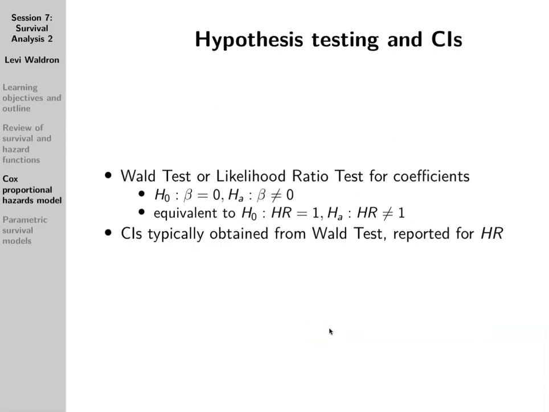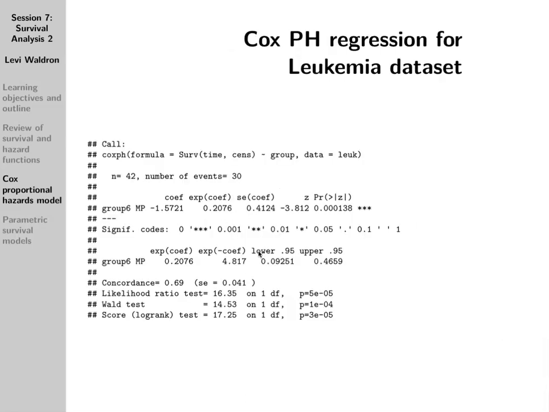Once again, you can use the Wald test or the likelihood ratio test for coefficients to test the null hypothesis that a coefficient is equal to 0 against the alternative hypothesis that it is not equal to 0, which is equivalent to the hazard ratio being 1 or not equal to 1. And then these confidence intervals are typically obtained from the Wald test and shown in the output of your regression table as you're accustomed to for the other regressions. So again, a lot of this looks pretty familiar.